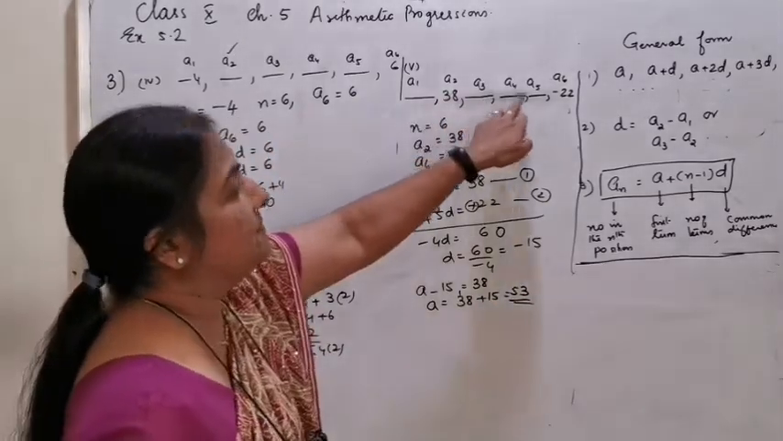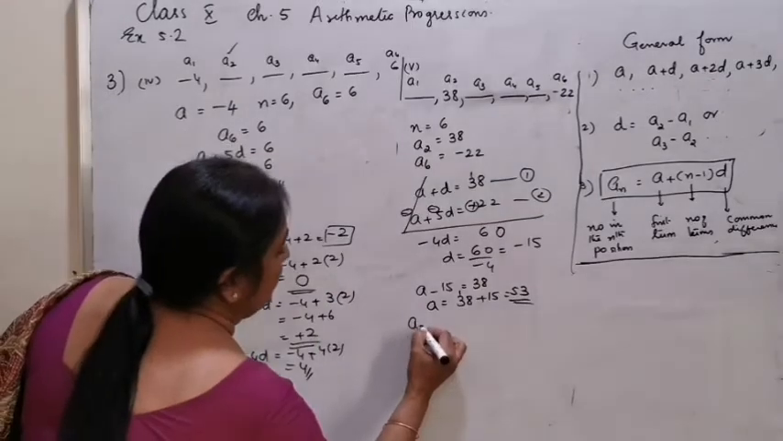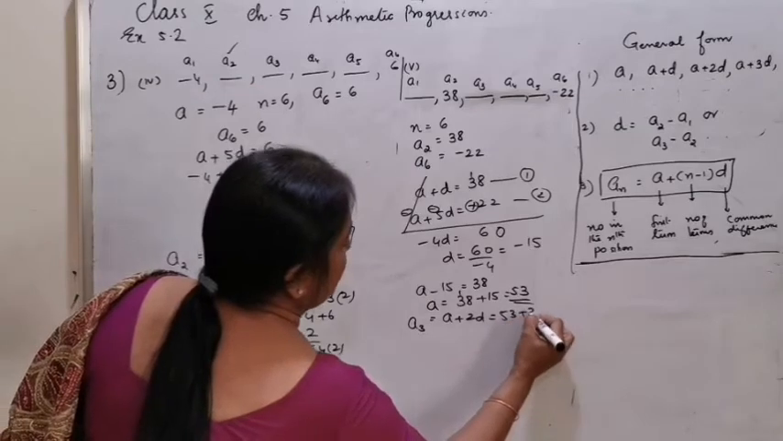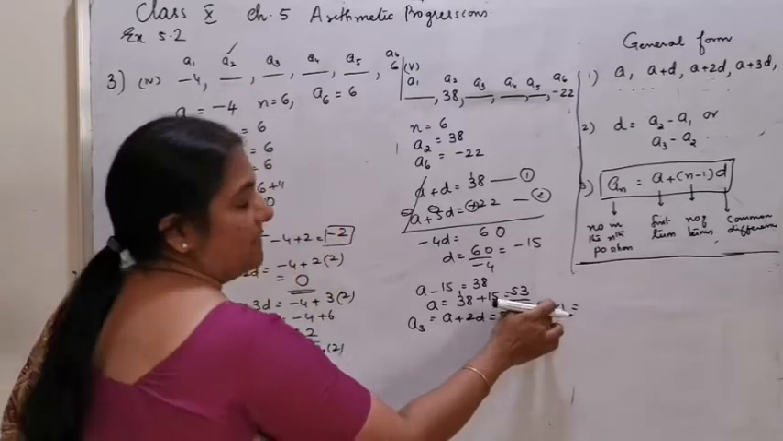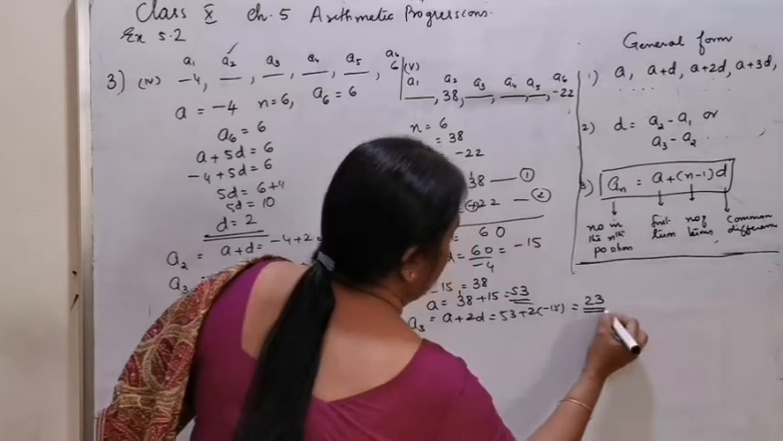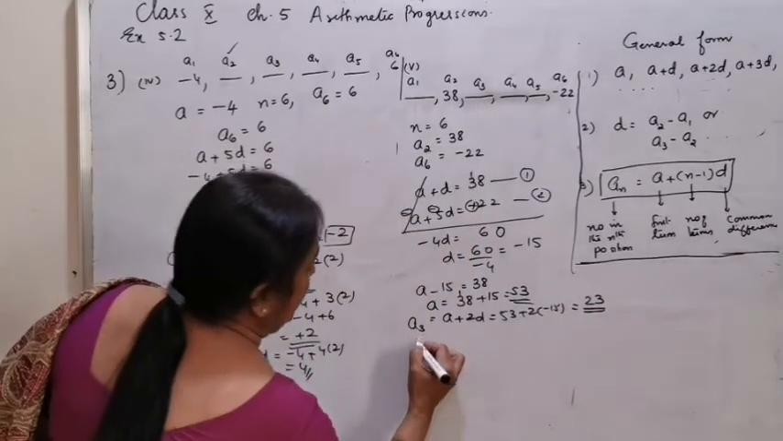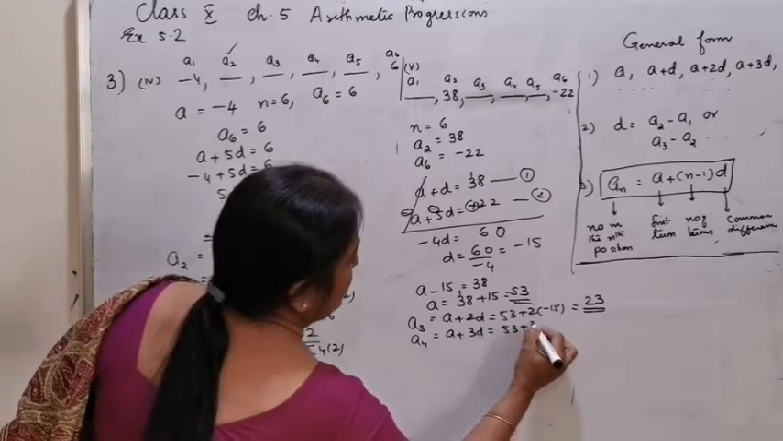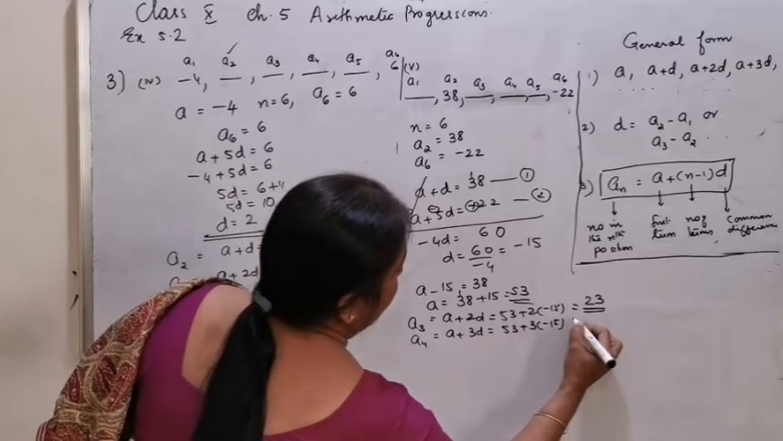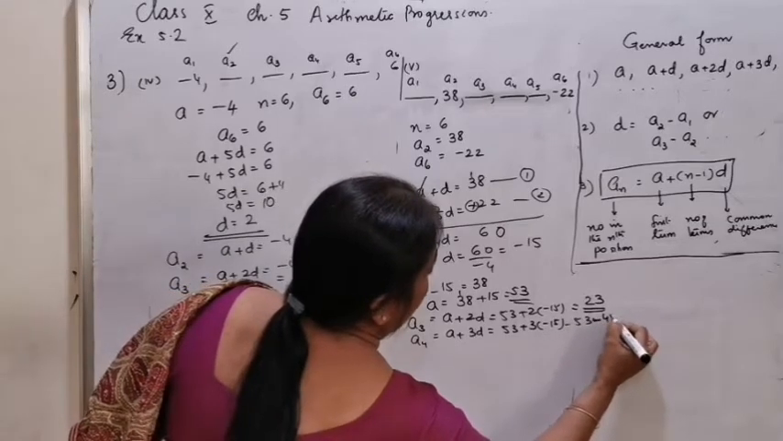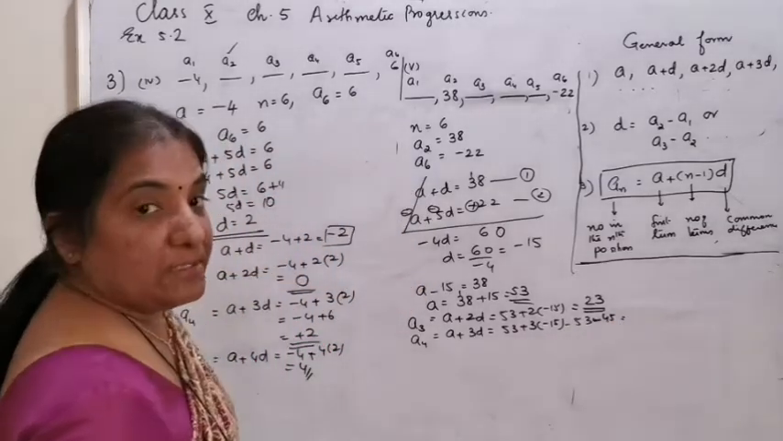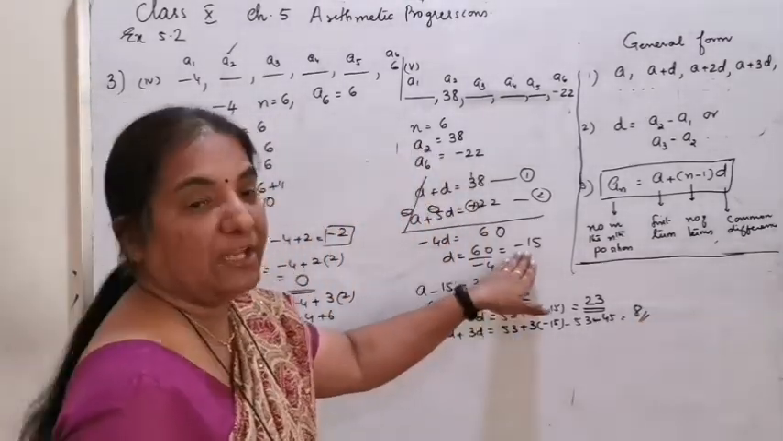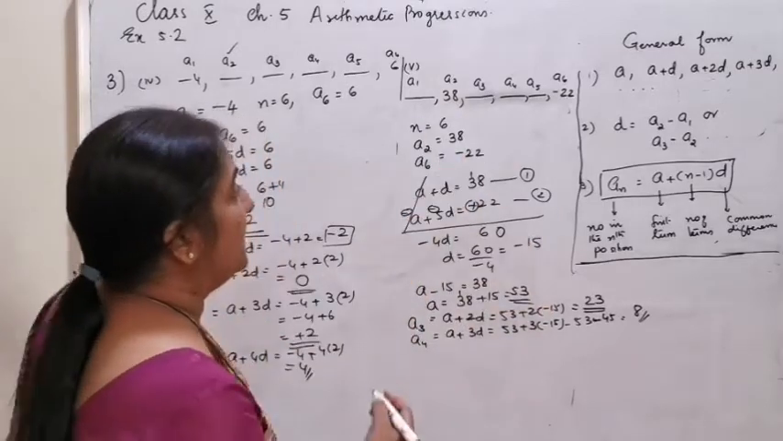Now you can find out the missing values as A3 is equal to A plus 2D which is equal to 53 plus 2 into minus 15. 53 minus 30 is 23. Next value is A4. A4 is equal to A plus 3D. 53 plus 3 into minus 15 which is equal to 53 minus 45, which is equal to 8. Or you can keep on adding minus 15 also, but still let's go with the formula.